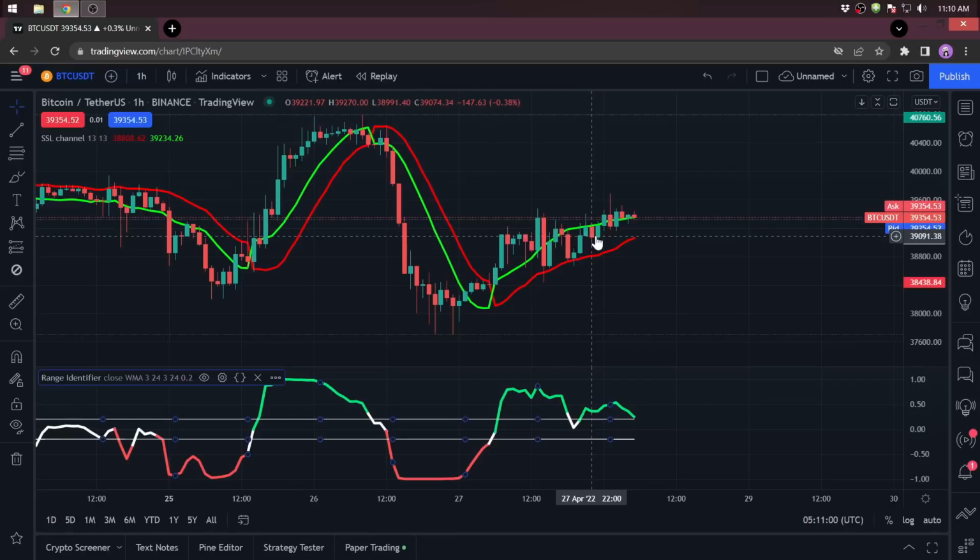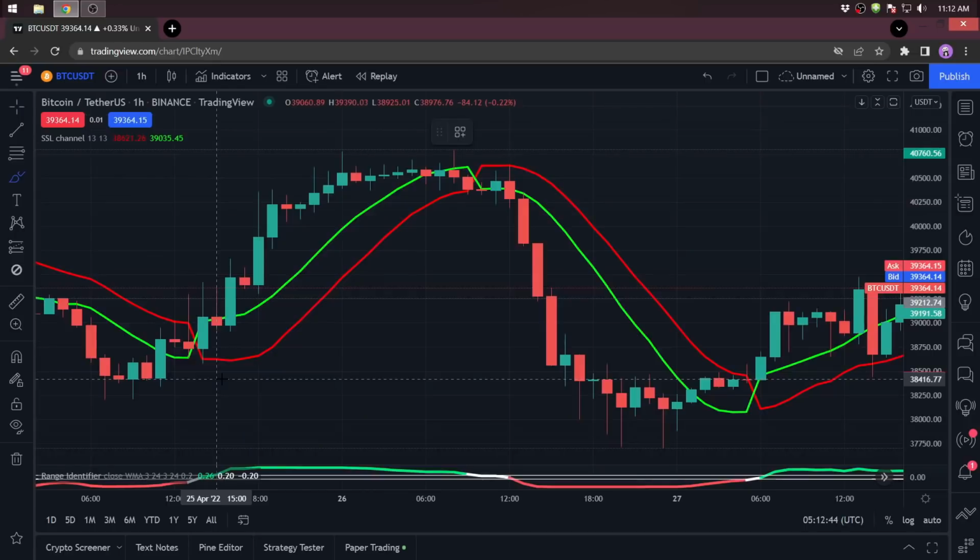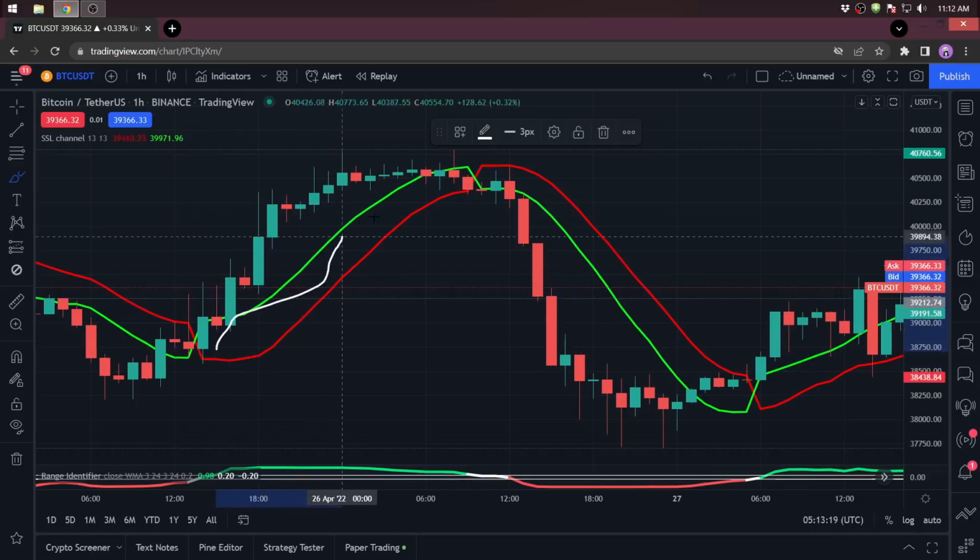So first I want to introduce the two indicators and how they work. First, let's go with the SSL channel. The SSL channel has two color lines, one green and another red. So if the green SSL line crosses up the red SSL line, that means the market is now bullish and a strong uptrend is going to happen.